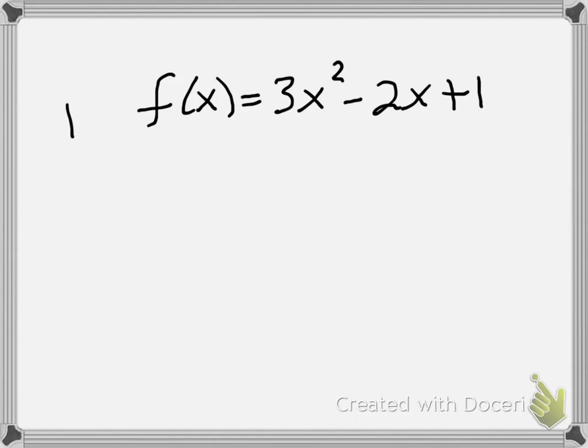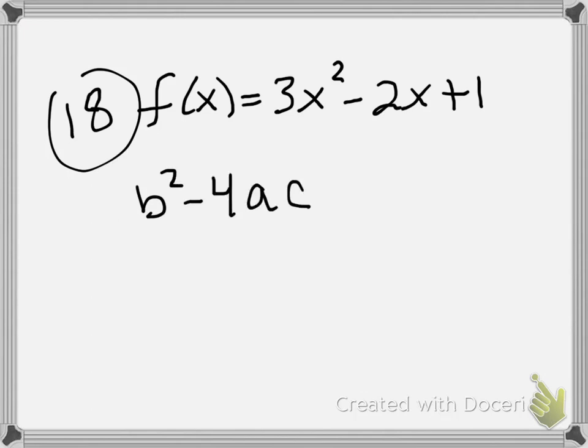Question 18. Okay, and question 18, it wants to know what is your discriminant. So you're going to have to remember what your discriminant is. Remember, your discriminant is your b squared minus 4 times your a times your c.